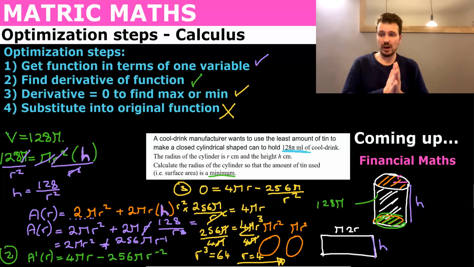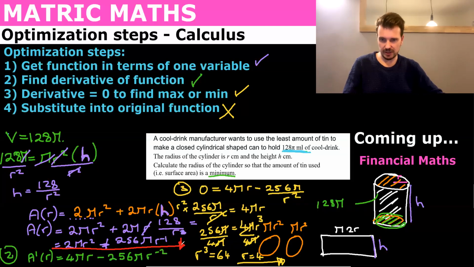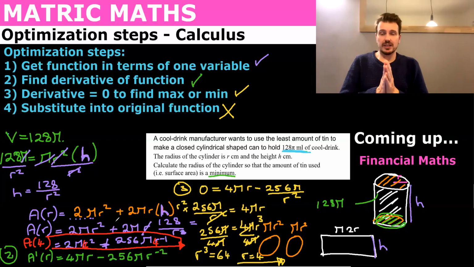You would take that 4 and substitute it back into your original equation for area, which is what you did in step 1. I'm going to highlight that in red. You would substitute the r of 4 back into this one here. And so you basically say area where radius is 4 equals, and then you put 4 where you see an r. Okay, so that is an optimization question.